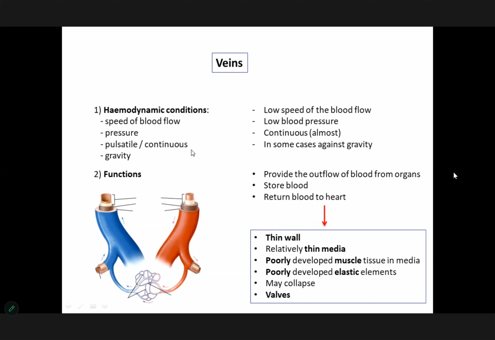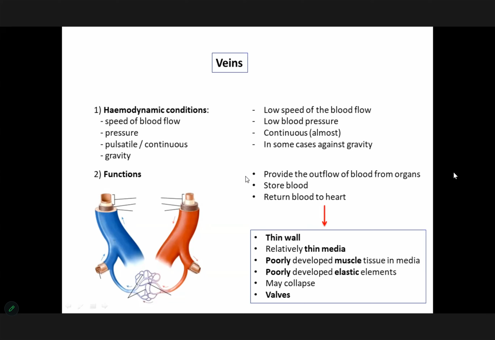The blood flow is not pulsatile, it is continuous. Almost every time it is continuous. And in some cases, gravity plays its role. For example, if we are talking about the veins that are located in our legs and other lower parts of our body, where the veins should move the blood from our lower parts up to the heart. It means that the blood goes against gravity.